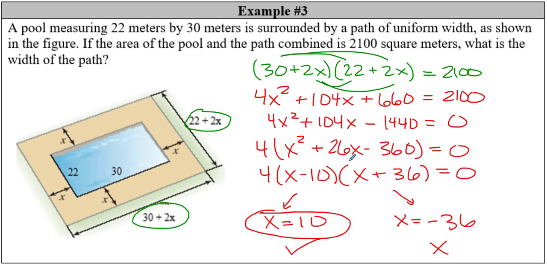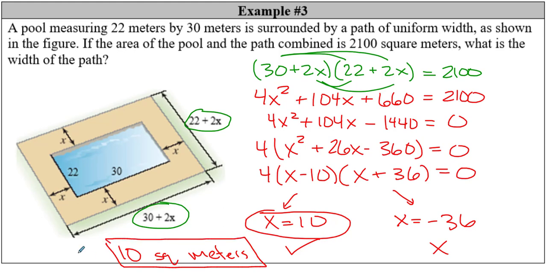All right, boom, great work. So I went ahead and factored it out. I even took it a step further and did that zero product rule to find my solution. So x minus 10, we would get a positive 10, which makes sense. That can actually be a solution because we can have a width of 10 square meters. We can't have a width of negative 36 square meters. So my answer is going to be 10 square meters. Remember, we are trying to find an answer within the context of the problem. It has to make sense. It has to be a viable solution.